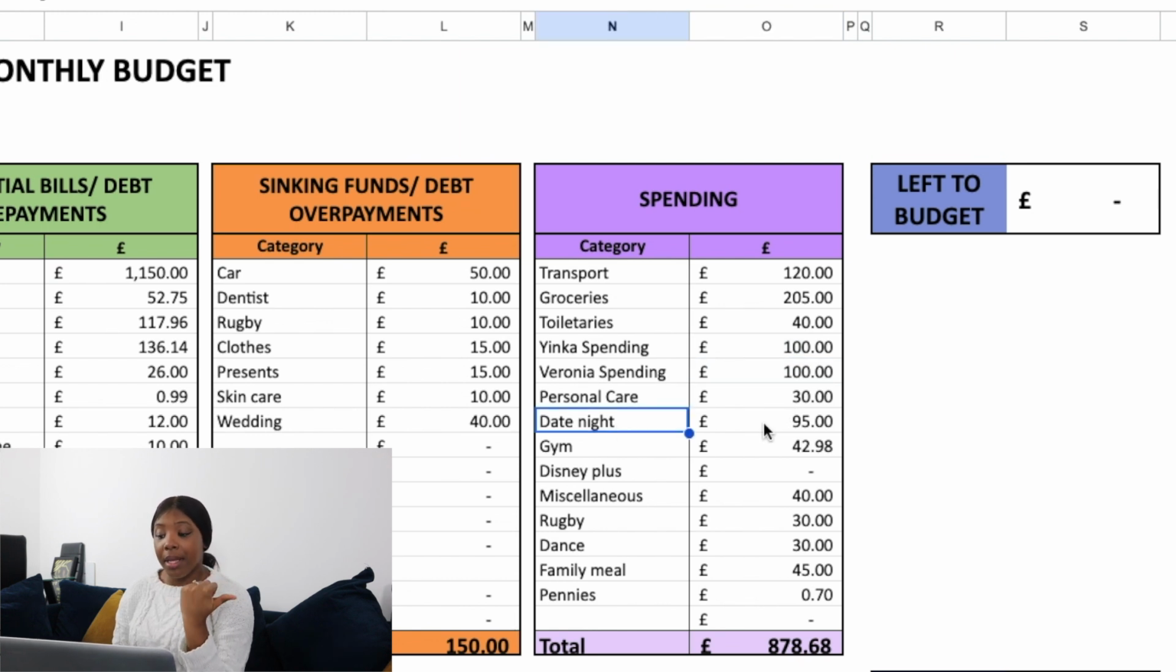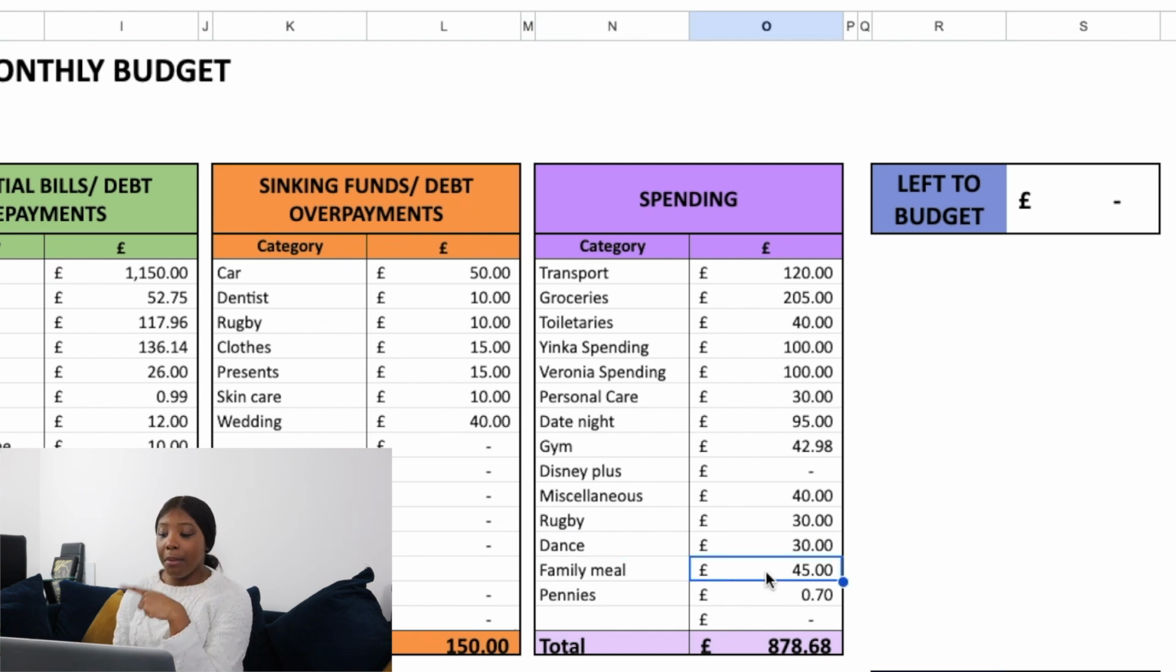Date night is the same as last month, so that's 95. We've got our gym memberships. Again, those are direct debit, so that's $42.98. We're not paying anything for Disney Plus because we've got an annual subscription. Miscellaneous, we have left as 40 for this month. We've got my husband's rugby games again at 30. My dance classes are 30 as well.